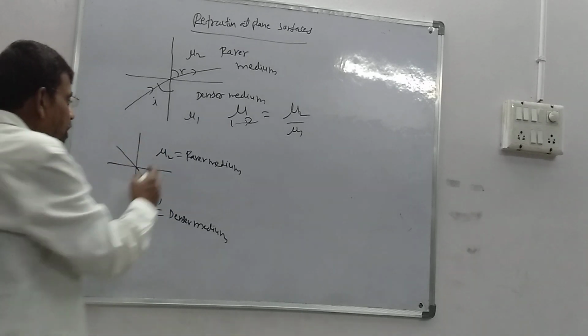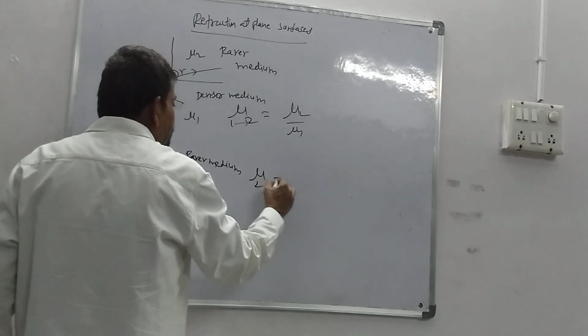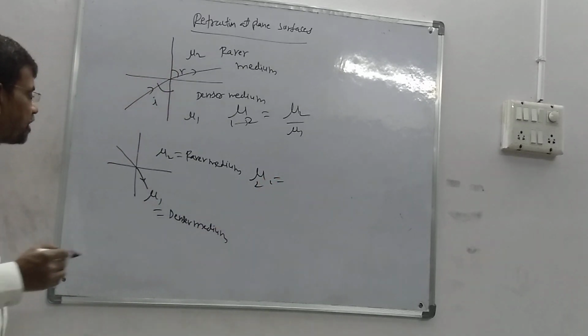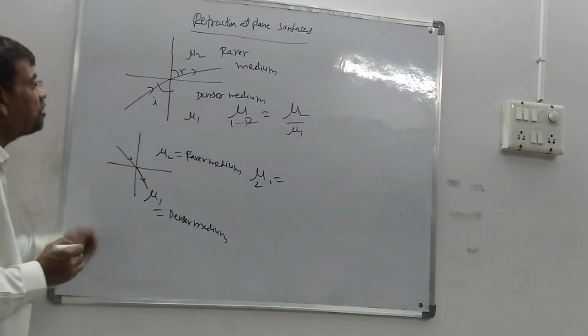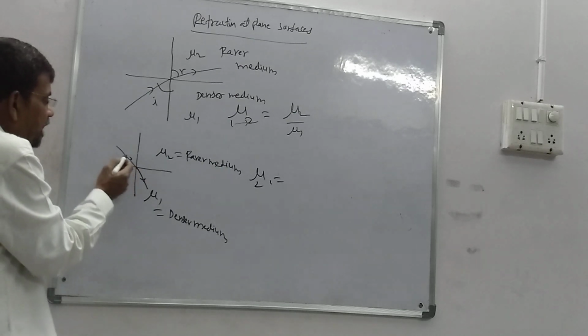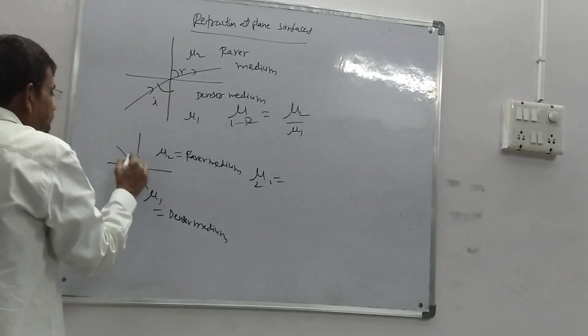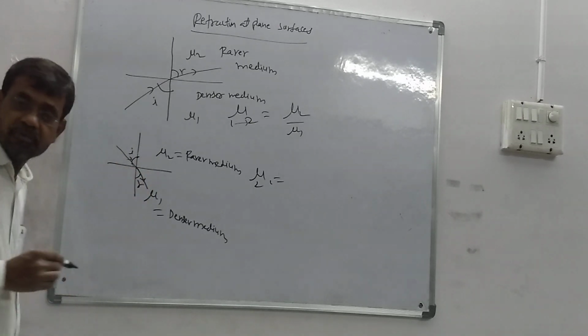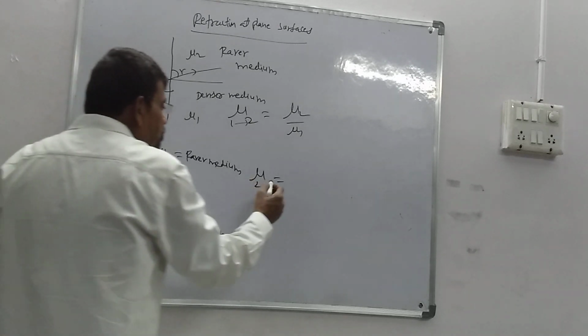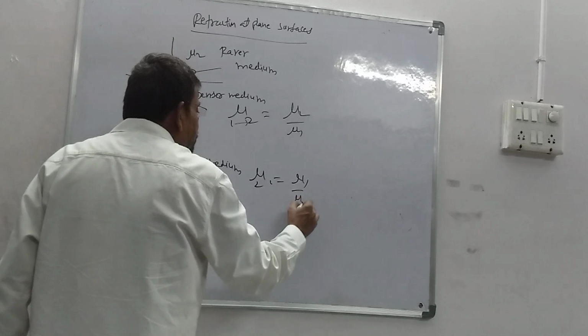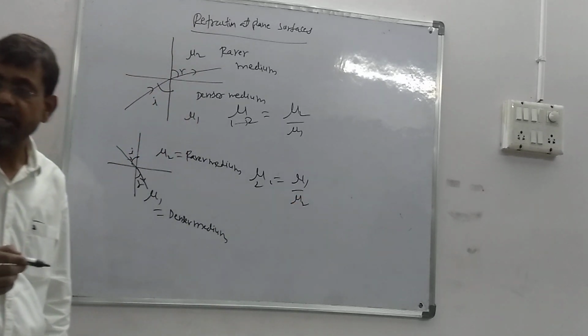Reverse that. How is it traveling? Mu 2 to mu 1. Here what I am doing? Beam of light traveling from rarer to denser. Then what happens? Actually this is the path. It moves towards the normal. This is the I and this is the R. So if you find mu 2 1, what are we writing? Mu 1 by mu 2.